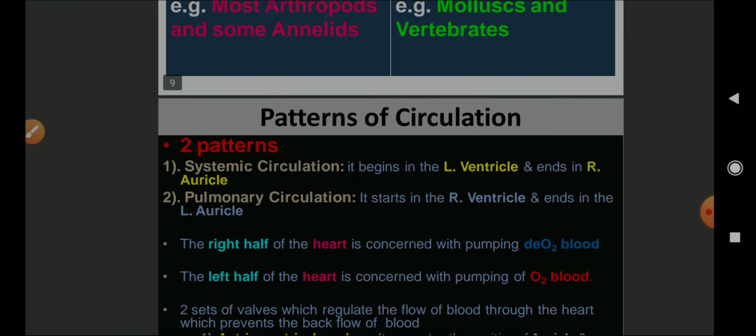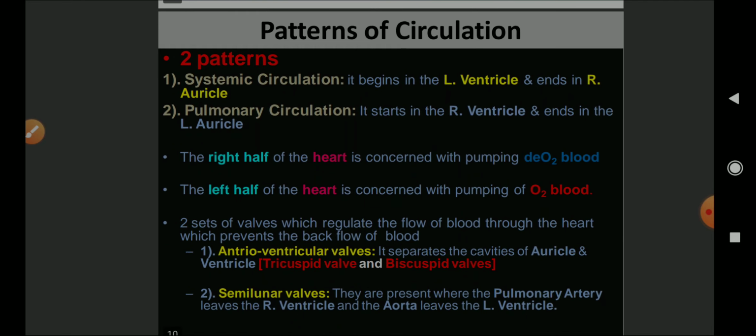Now there are patterns of circulation. The types of circulation found in mammals are two: systemic circulation and pulmonary circulation. They exist in other organisms also, but in mammals it is very easy to identify. Other organisms do not have systemic and pulmonary circulation like this, because they have 2-chamber or 3-chamber hearts. This is possible for a 4-chamber heart, so it is basically related to mammals.